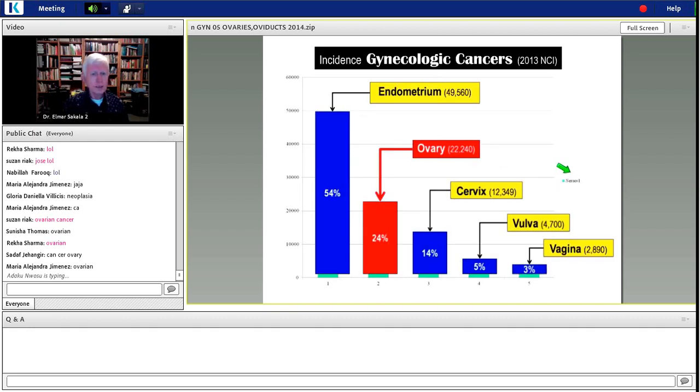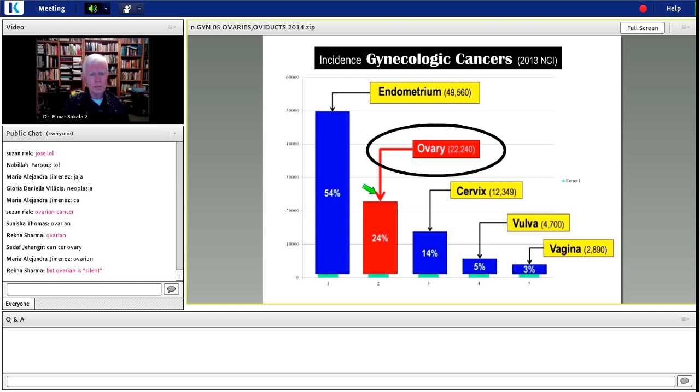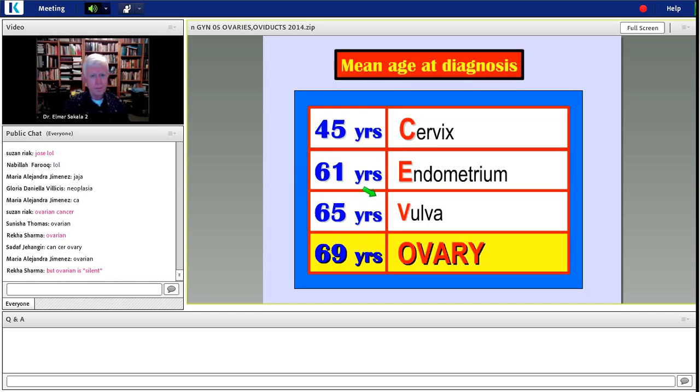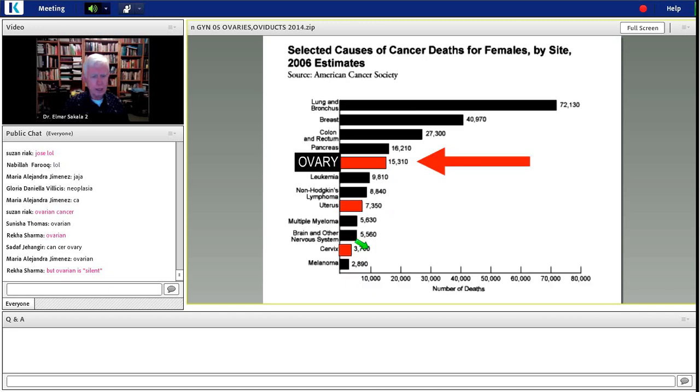And here is the slide I've showed you before. And here you can see the ovary is number 2 in gynecologic cancers. Second, and it is most commonly diagnosed in stage 3 because there are no good early warning symptoms. Average age is 69. So this is women who are in the later years of life.